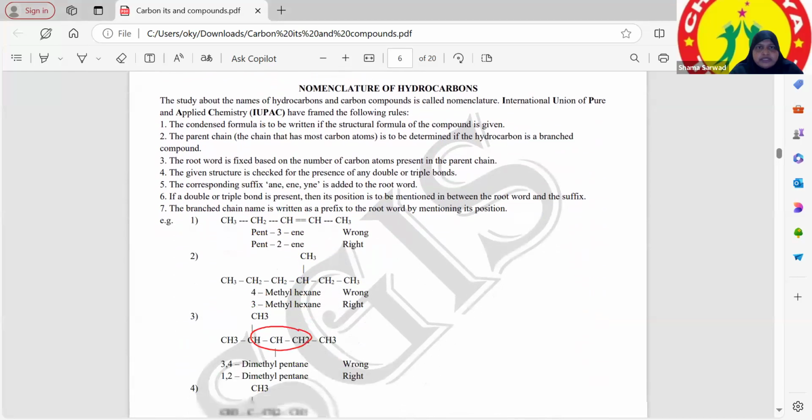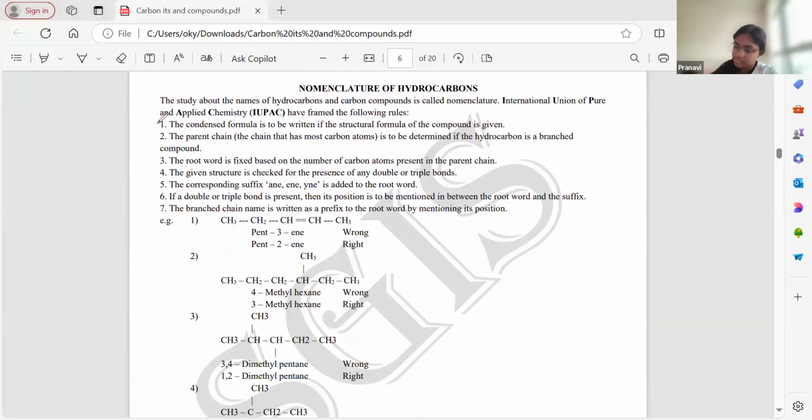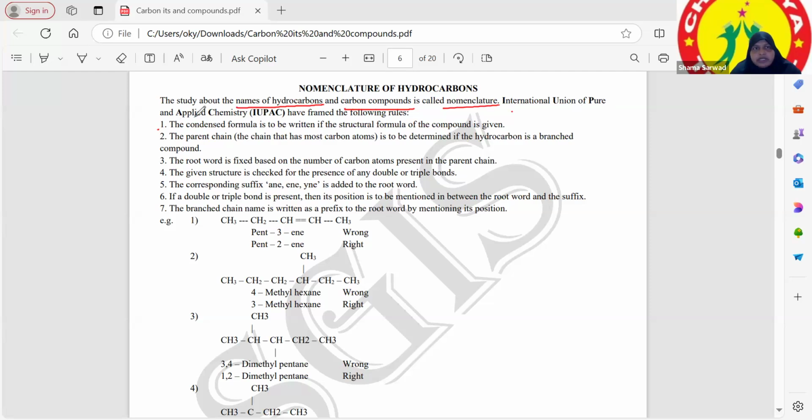Now we are going to see the nomenclature of hydrocarbons. It's very important. If you note this down, it's very easy to understand. The study of the names of hydrocarbons and carbon compounds is called nomenclature. The International Union of Pure and Applied Chemistry (IUPAC) has framed the following rules for writing the names of organic compounds, or any carbon compound.